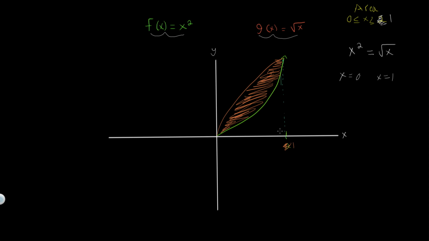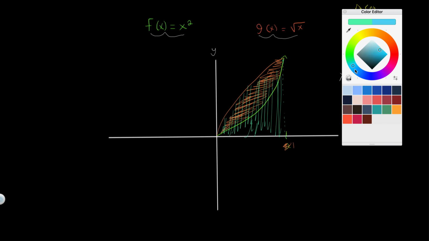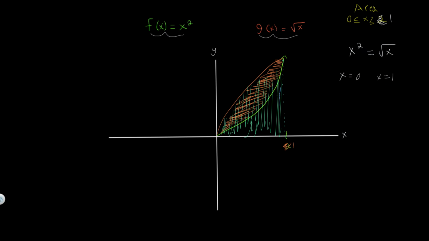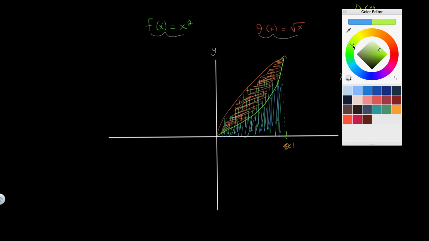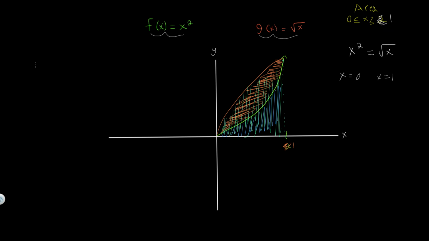That's where we stop. So this will be the area that we're finding when we take the integral of g of x, right? And then if we take the integral of f of x, I'll do a different color. This is the area that we are finding. So if we get the turquoise area and we subtract out the blue area from it, we get the orange area.